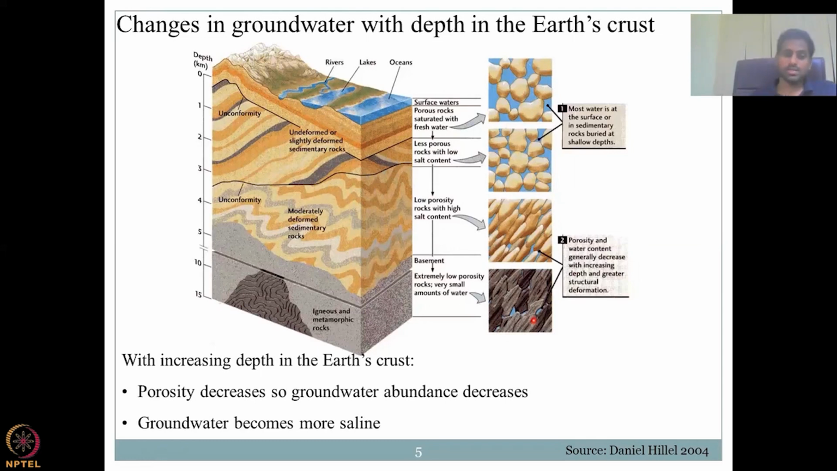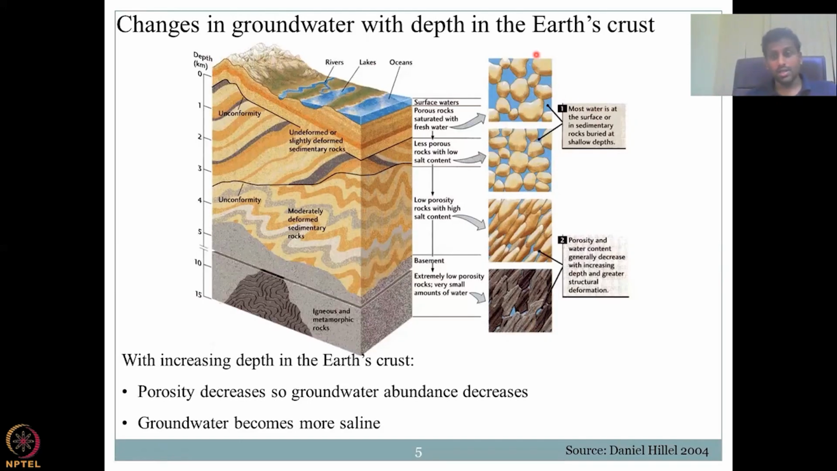With increasing depth in Earth's crust, porosity decreases. The space for water decreases. So groundwater abundance decreases, and groundwater becomes more saline, which we'll be looking at up in the water quality slides. Coming back to your understanding of this to apply in field.